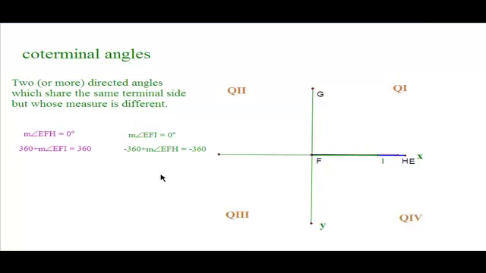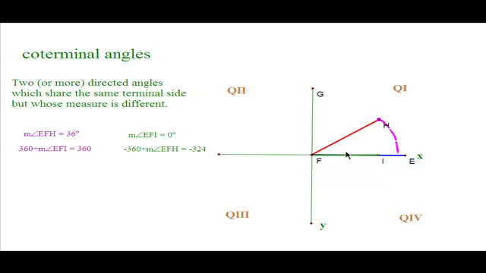The purpose of this video is to explore a little bit further the concept of coterminal angles. Let's imagine that we have a positive angle. EFH has a measurement of 36 degrees. We learned in previous videos what we can do to get a positive angle that is coterminal to this one.